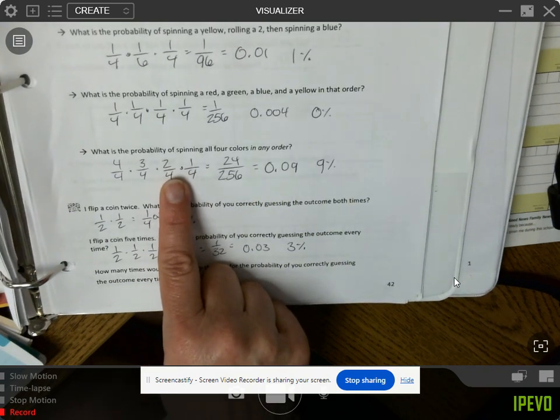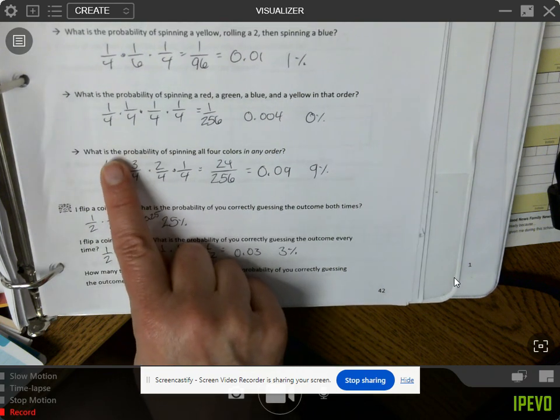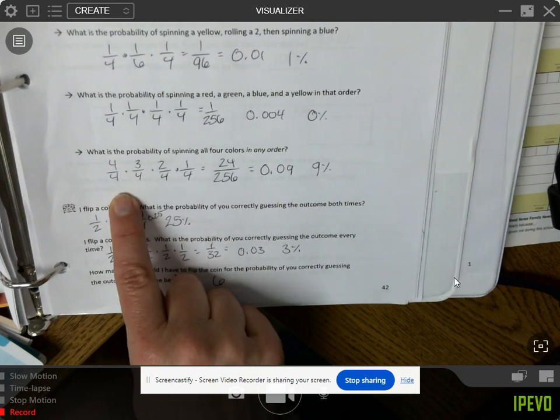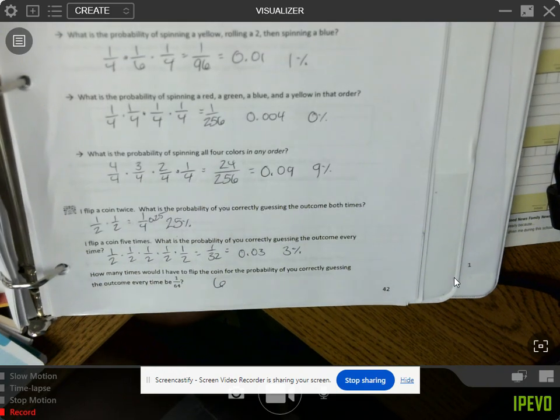Because there will be ones like this on the practice test and test where you have to stop and think, what is it asking of me? Okay. If we can get any color that first time, it's a 4 out of 4 chance of spinning a color. Okay. There will be ones that we have to think through.